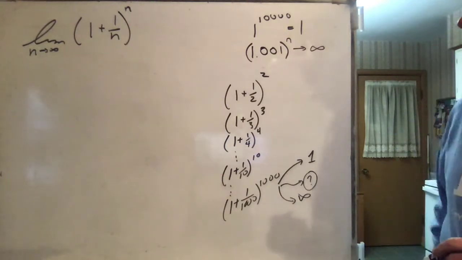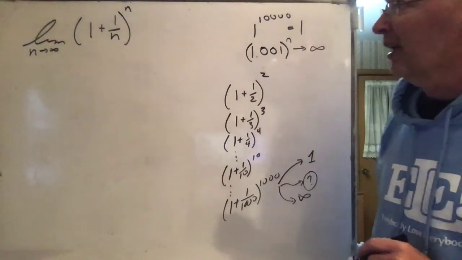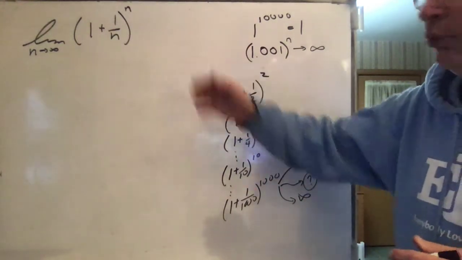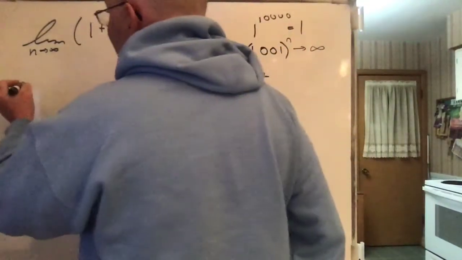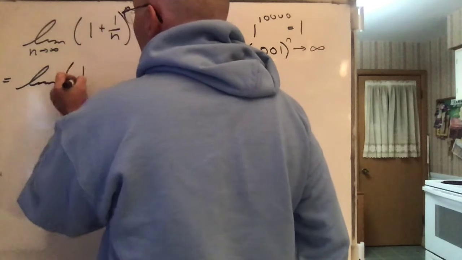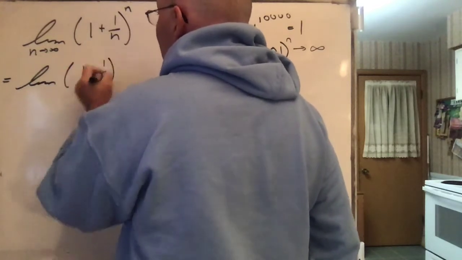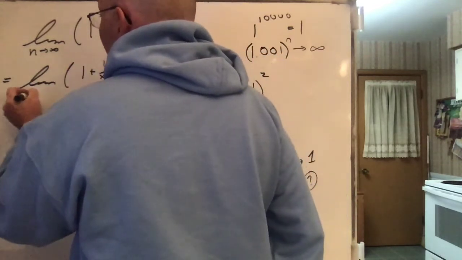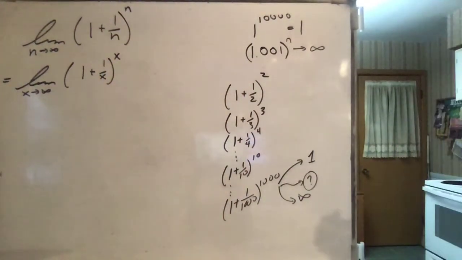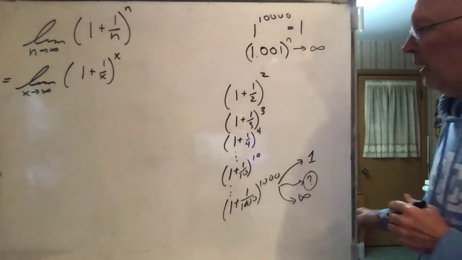It's a wonderful problem, one of my favorites in all of mathematics. So the first thing we're going to do is we're going to say, okay, this is true of n, so it's also true of x's. So this is going to be equal to the limit of 1 plus 1 over x to the x power as x goes to infinity, as I had mentioned in the previous problem. Okay, so we'll look at it for all x's.